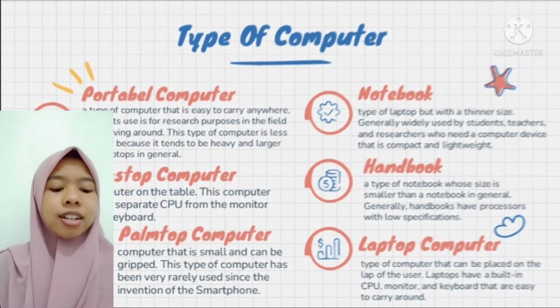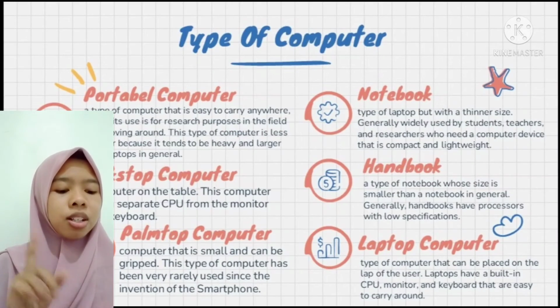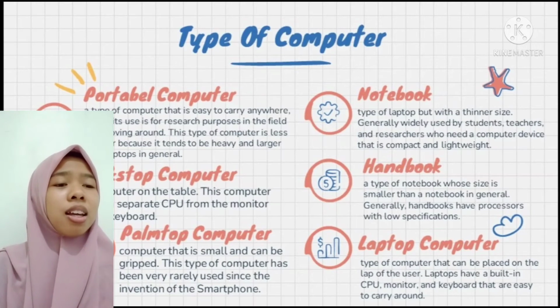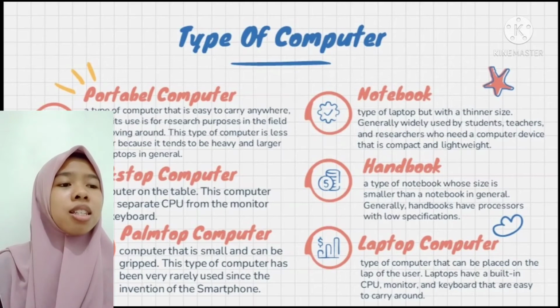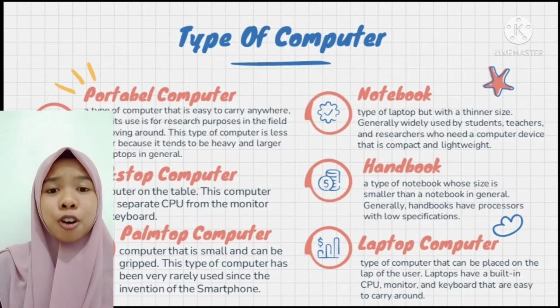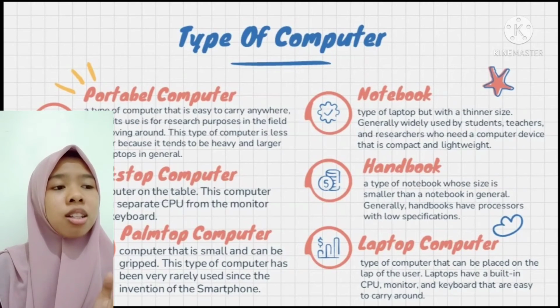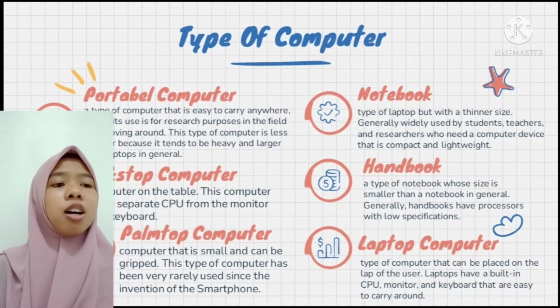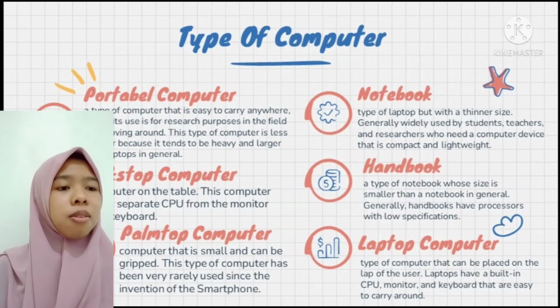Okay, and finally, I will explain about the types of computer. 1. Type 1 is a portable computer. A type of computer that is easy to carry anywhere, where its use is for research purposes in the field and moving around. This type of computer is less popular because it tends to be heavy and larger than laptop in general.